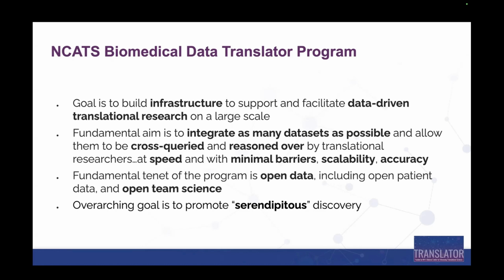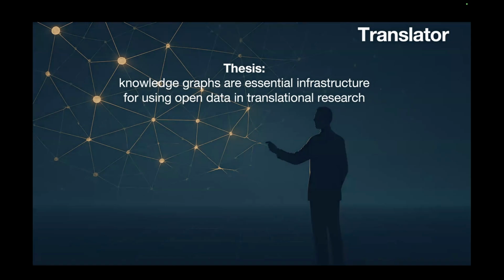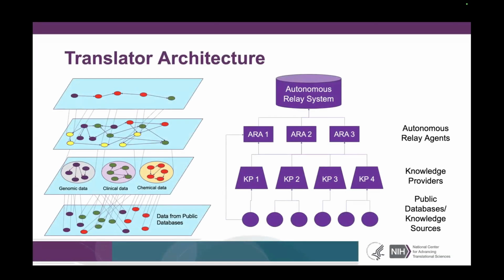If I had to frame this in terms of thesis, antithesis, synthesis: the thesis is that Translator takes a hard claim that knowledge graphs are essential infrastructure if we're trying to realize this vision of open data in translational research. So it's very focused on the appropriate way to link data together and make it queryable, open, and available to everyone in the world. That's where most of its progress has been achieved over the last 10 years. So what does it look like?